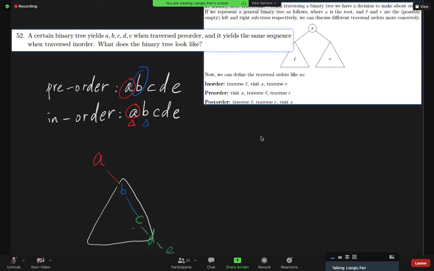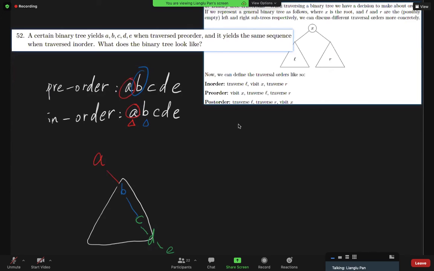So we're going to have the tree constructed as shown on my screen. A is the root node of the tree, and it has a right child B. B has a right child C. C has a right child D. D has a right child E. And in this case, we don't have any left child in this tree.